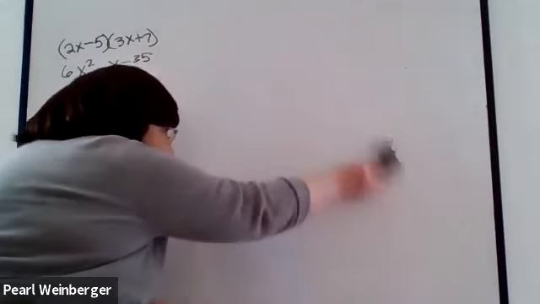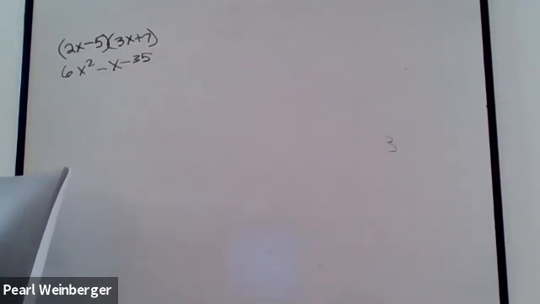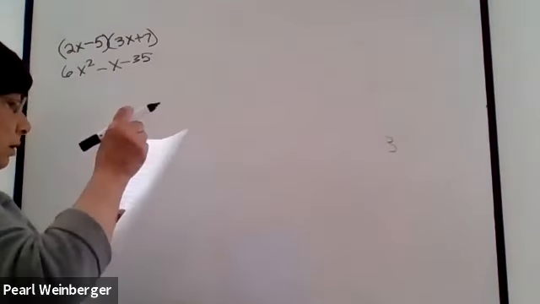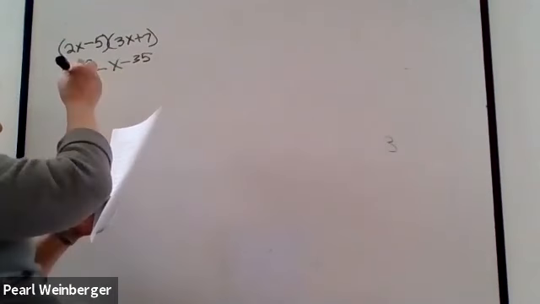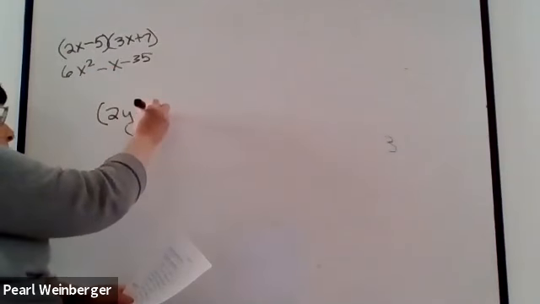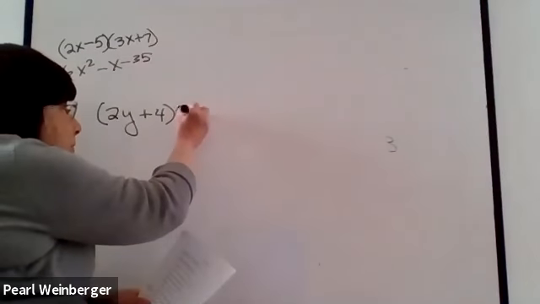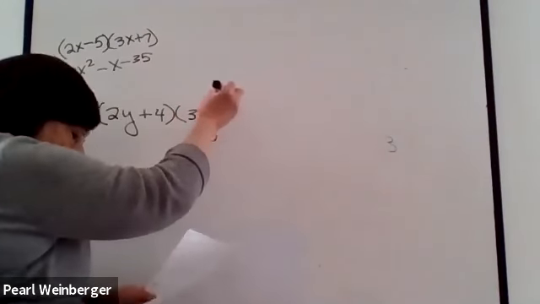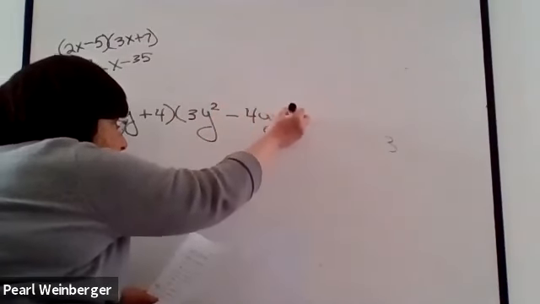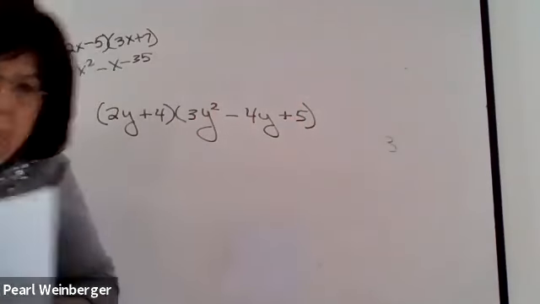This is for you to try. 2y plus 4 times 3y squared minus 4y plus 5. Okay, I'm going to give you a couple minutes to try that on your own.